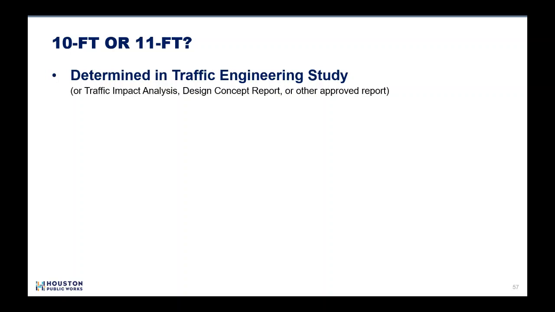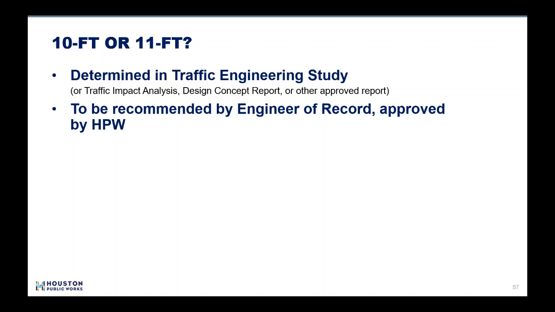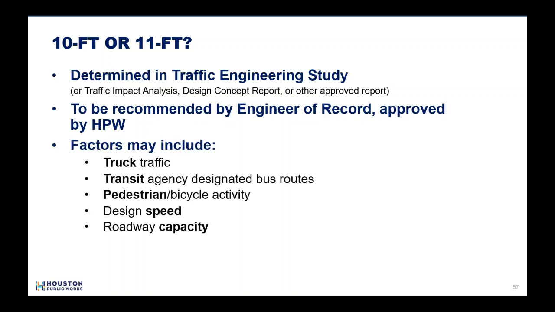And so we have this idea of a traffic engineering study, but there's a bunch of different concepts and studies that we can use to determine that lane width. So these recommendations come out of TIAs or design concept reports. Basically, what we want to do is be deliberate about our choice and then formalize it. So we're asking the consultant and the engineer of record to recommend it. Public Works will approve it, and the decision is based on whatever it needs to be.